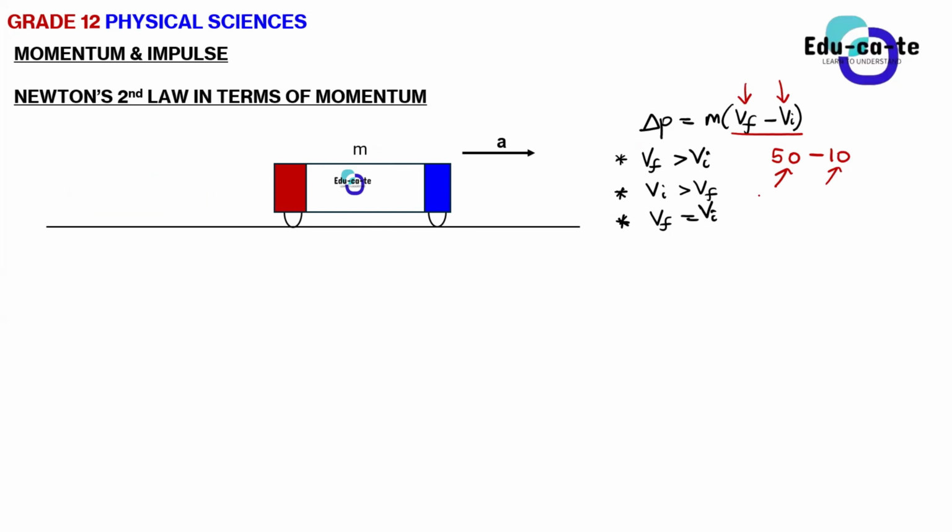Positive. But if I change and say 10 minus 70, what is this going to give me? Negative, because I'm subtracting a bigger value from a smaller value. I'm saying smaller minus bigger. So if VF is greater than VI, it means I'm saying bigger minus smaller, so that's going to be a positive answer. So it means that the delta P, yes.